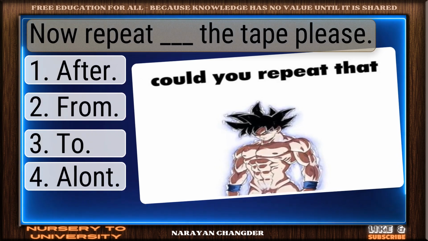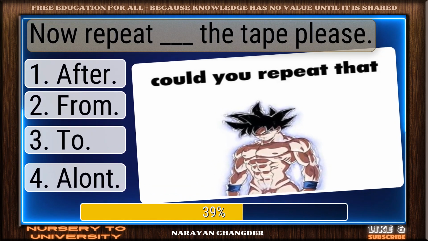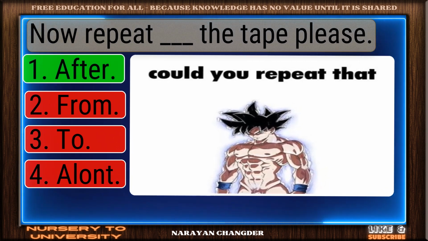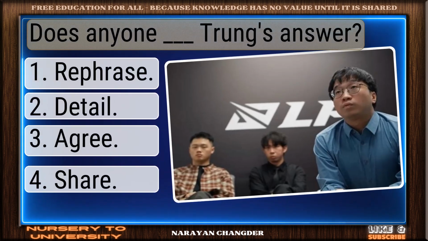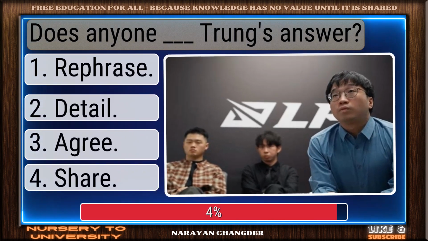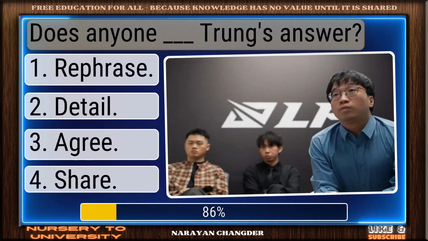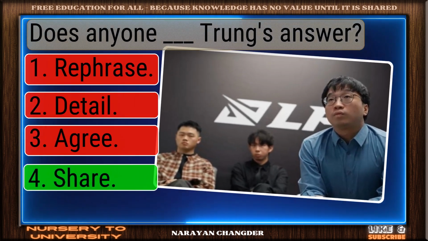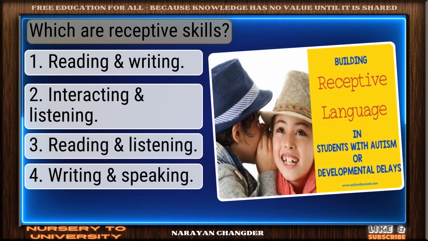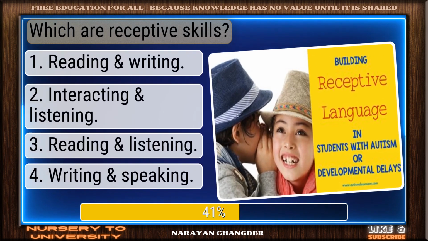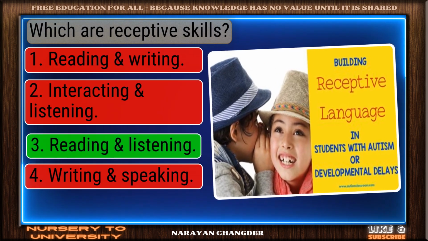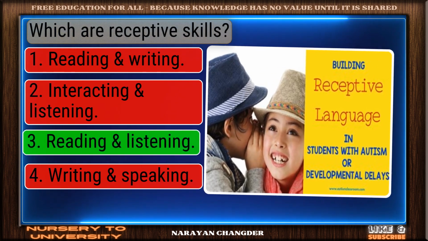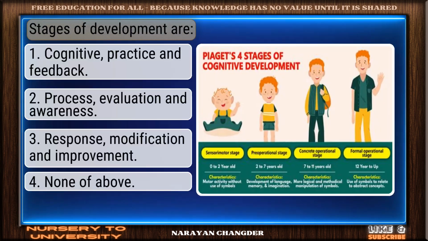Now repeat dash the tape, please. You chose after, and it is correct. Does anyone dash Trung's answer? Clear logic. Your choice share is sound and 100% true. Which are receptive skills? Well reasoned. Reading and listening is the correct choice.